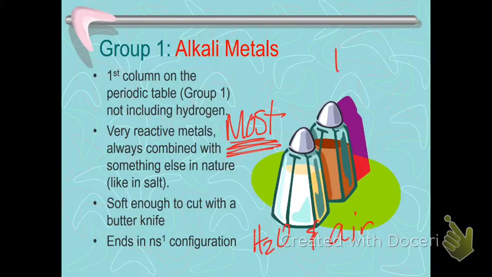And they tend to form a +1 ion because of that one valence electron in the ns1. So what it likes to do in order to get that octet we talked about, it likes to kick out that one electron, and then it has an octet underneath.